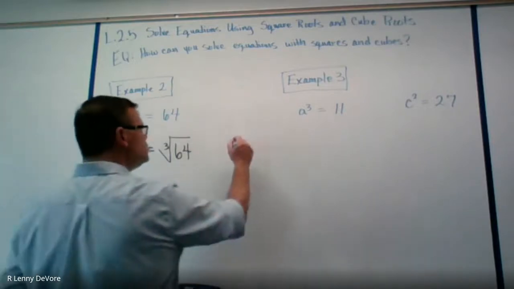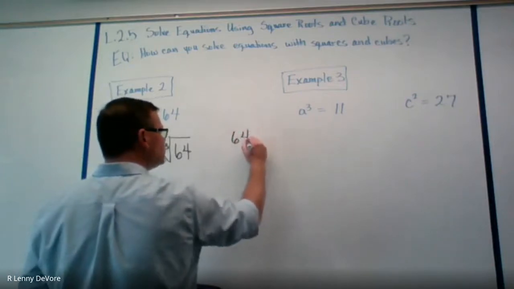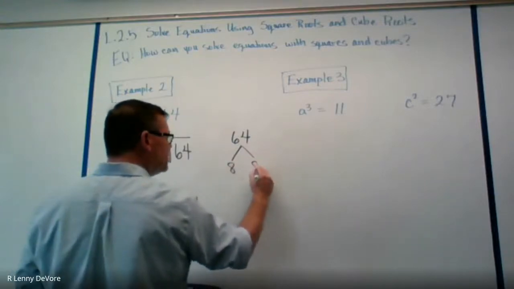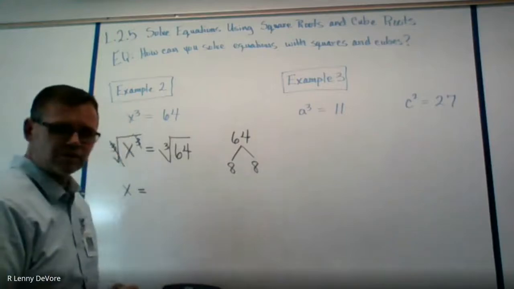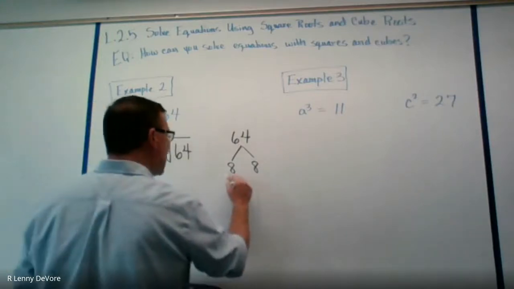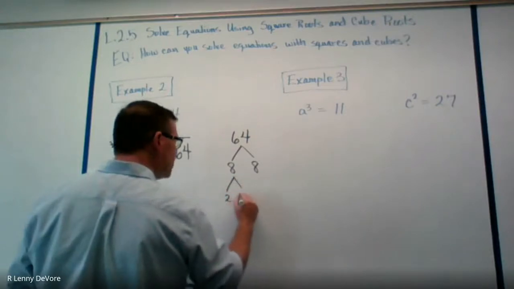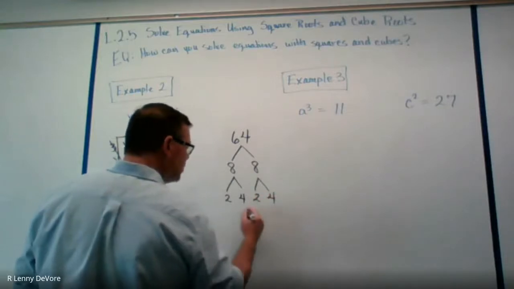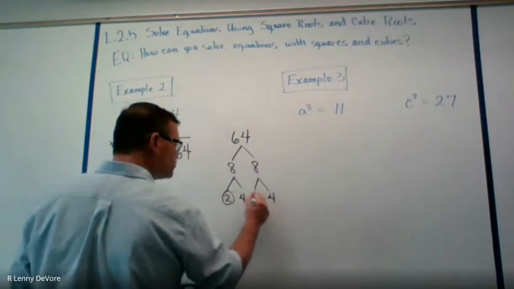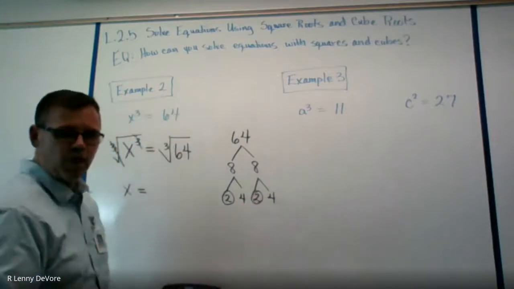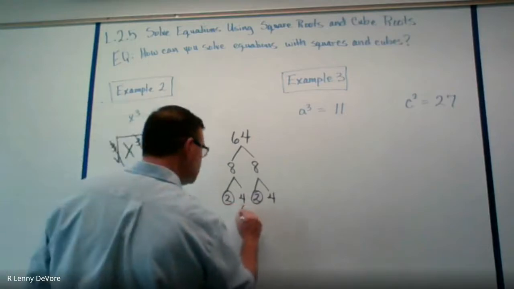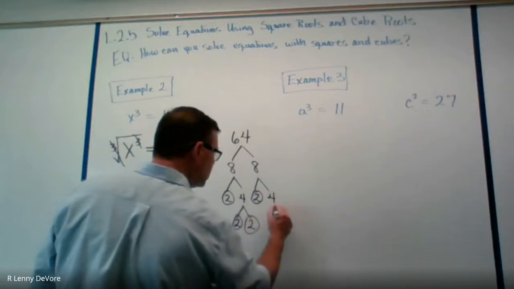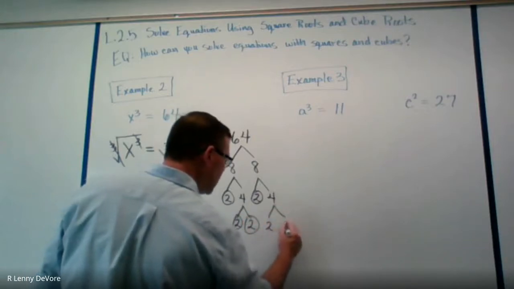So what you do is you take 64, and we're going to break this down. We know that 8 multiplied by 8 is 64, correct? Then we have 2 multiplied by 4, and again 2 multiplied by 4. Now, these ones are final. Those are prime numbers. So we're trying to find the prime factorization here. So then we're going to do the same here: 2 and 2, 2 and 2.